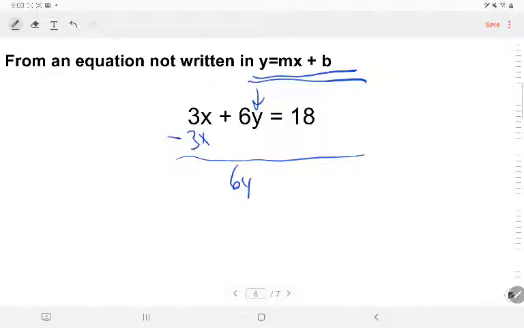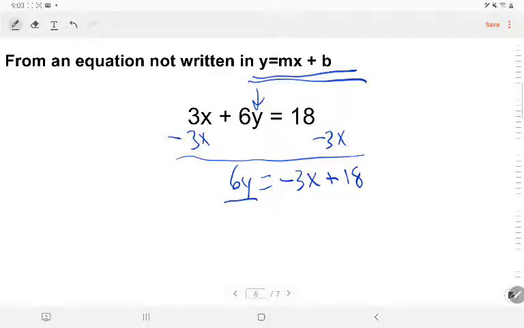If I do it to one side of the equal sign, I have to do it to the other side of the equal sign. So I'm going to subtract 3x. Well, 18 and negative 3x are not like terms. There's no variable of x with the 18, so I can't do anything. So the only thing I can do is to rewrite it. Okay? That's it. Can't add them. Not like terms.